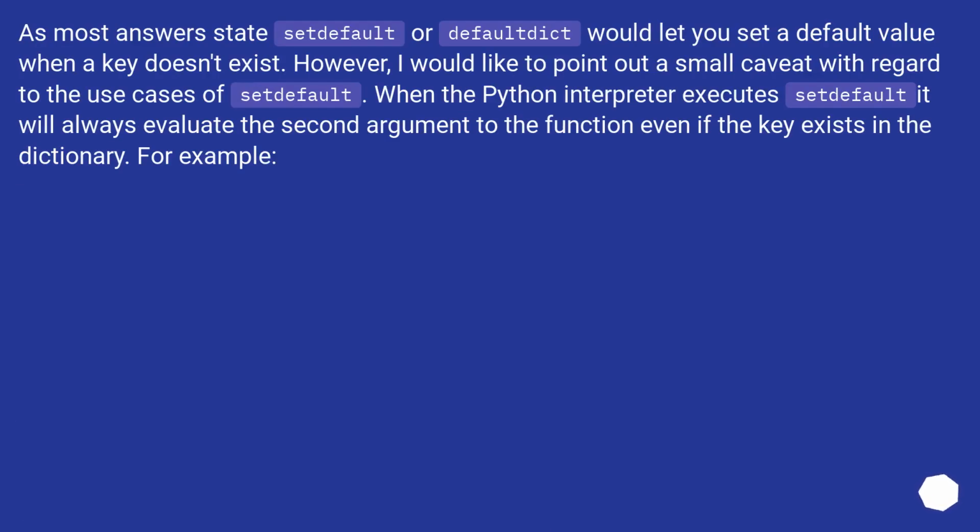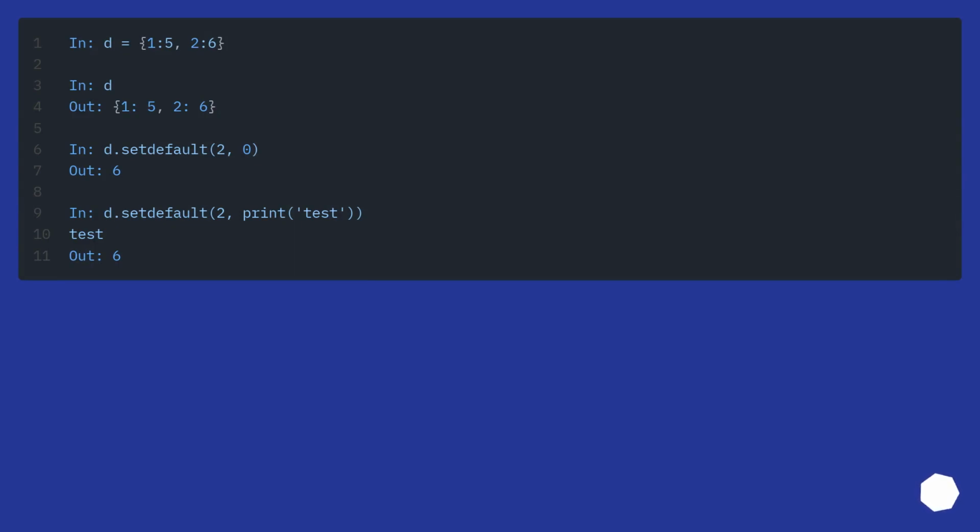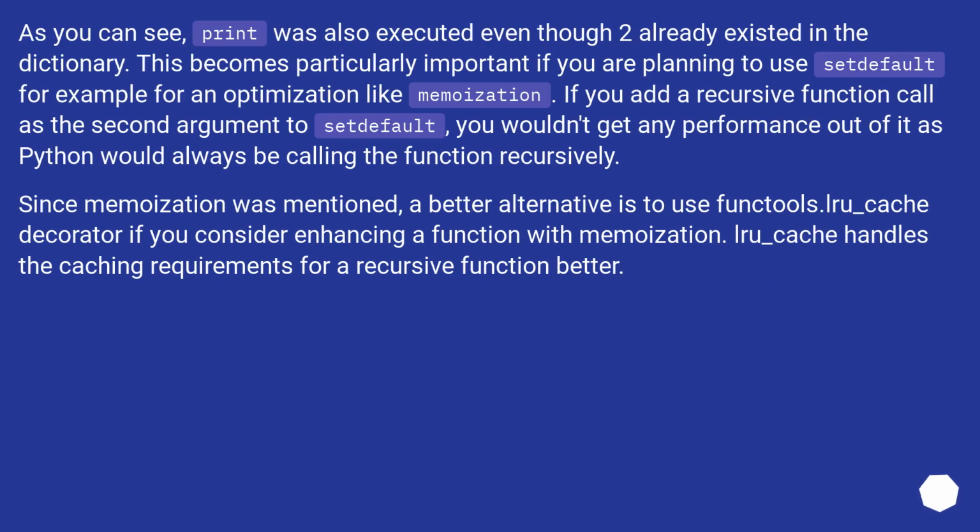As most answers state, setdefault or defaultdict would let you set a default value when a key doesn't exist. However, I would like to point out a small caveat with regard to the use cases of setdefault. When the Python interpreter executes setdefault, it will always evaluate the second argument to the function even if the key exists in the dictionary. For example, as you can see, print was also executed even though 2 already existed in the dictionary.